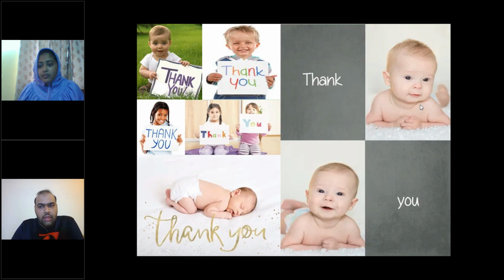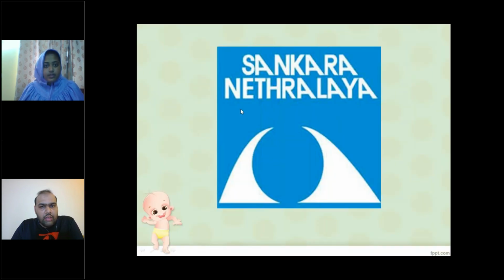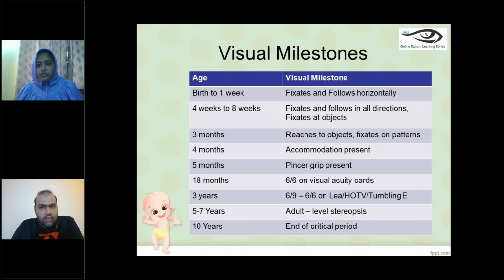Yeah, that's right. And can you explain more about the visual milestones? I think you put up some slides about visual milestones. So these are the visual milestones, the ones you're seeing right now. This is what the child should have attained, the particular visual milestone, by the age. So I have put up the table.